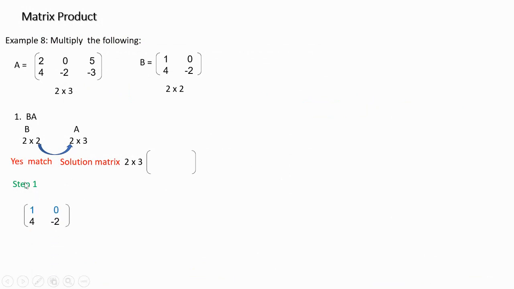Now, step 1. So this is matrix B, B times A, matrix B times matrix A. So I'm going to multiply the first row on matrix B times every column on matrix A. So I'm going to multiply first times first, which is 1 times 2. Then I'm going to add it to second times second, 0 times 4. So 1 times 2 is 2, 0 times 4 is 0, 2 plus 0 will give us 2. That's your first entry on the 2 by 3 matrix.